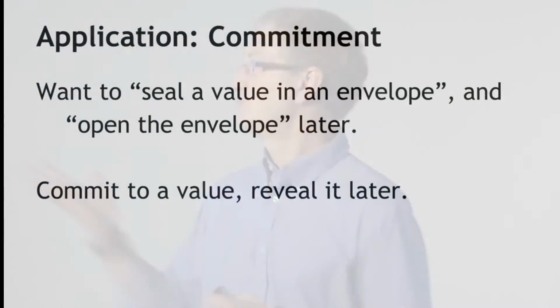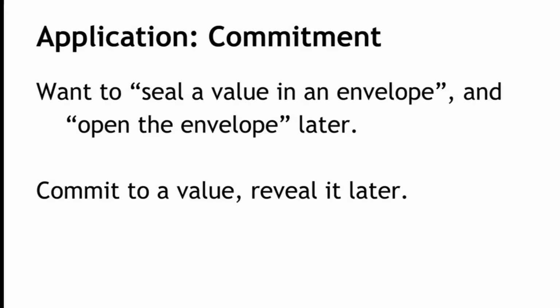Okay, now let's look at an application of that hiding property. And in particular, what we want to do is something called a commitment. And this is kind of the digital analogy of taking a value, a number, and sealing it in an envelope and putting that envelope out on the table where everyone can see it. Now, when you do that, you've committed to what's in the envelope, but you haven't opened it. It's secret from everyone else. Later, you can open the envelope and get out the value, but it's sealed. So commit to a value and reveal it later. We want to do that in a digital sense.